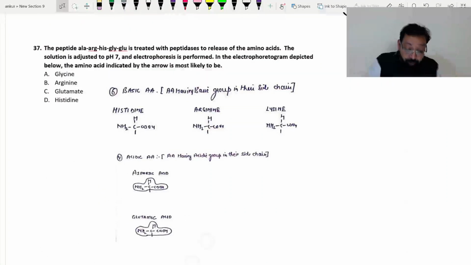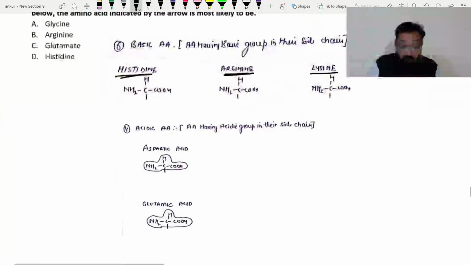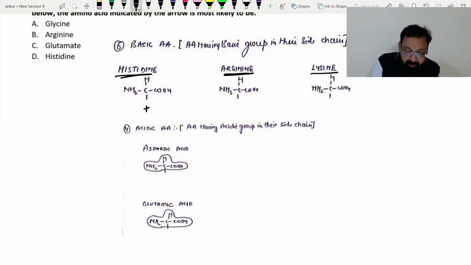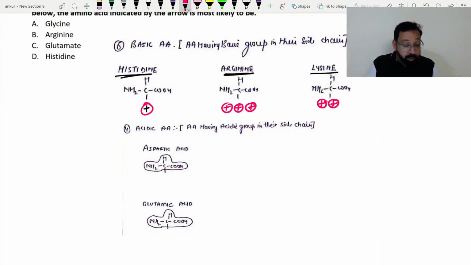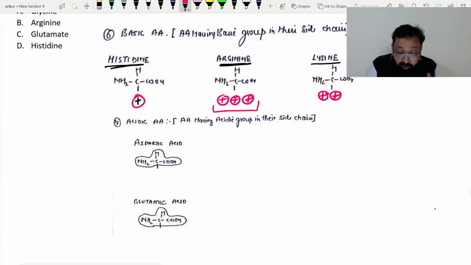You all know the basic amino acids. These are three: histidine, arginine, and lysine. Whenever you find the word basic, basic means having a positive charge. Histidine is the least basic and has only one positive charge. I am quantifying it myself so that you may remember and solve questions easily. Histidine has one positive charge, arginine three, lysine two, so the maximum positive charge is on arginine. So the most basic is arginine, the least basic is histidine.